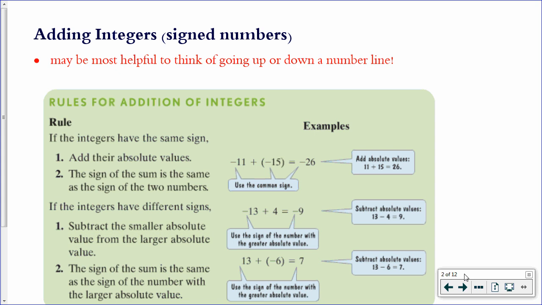When you're adding integers together, I think it's most helpful to just imagine going up or down a number line. If you're adding a positive, go up the number line, and if you're adding a negative, go down the number line, however many units it tells you to go.